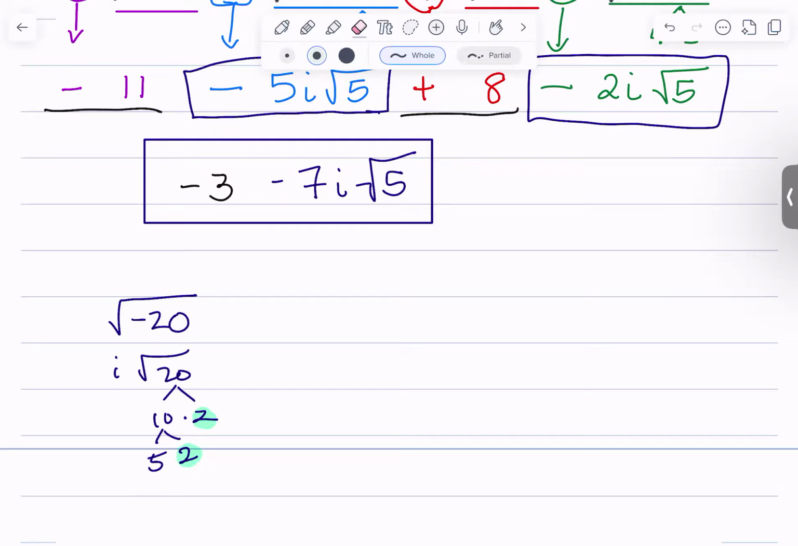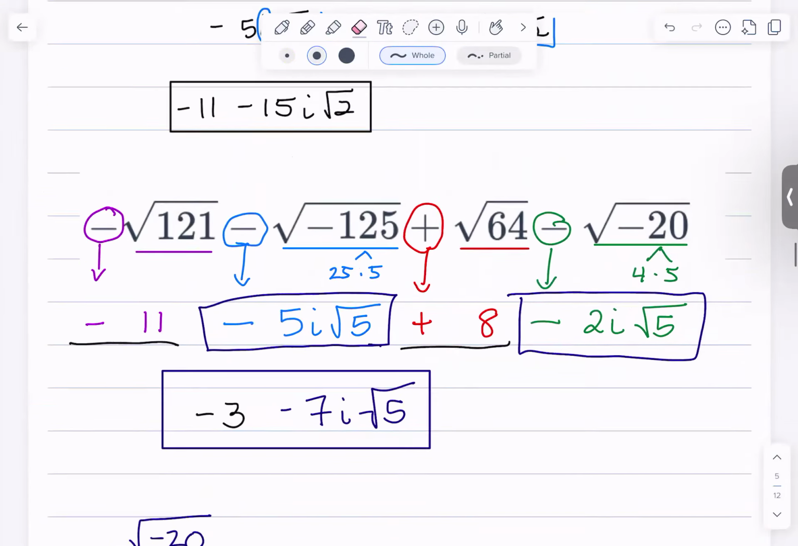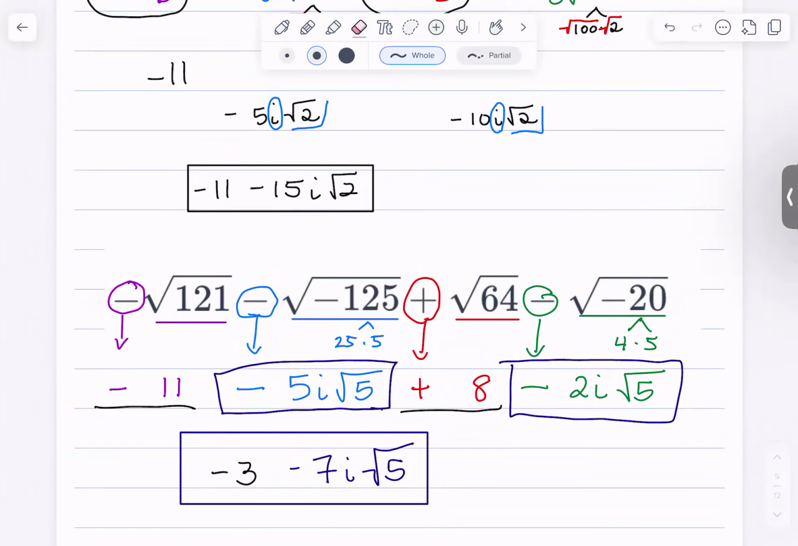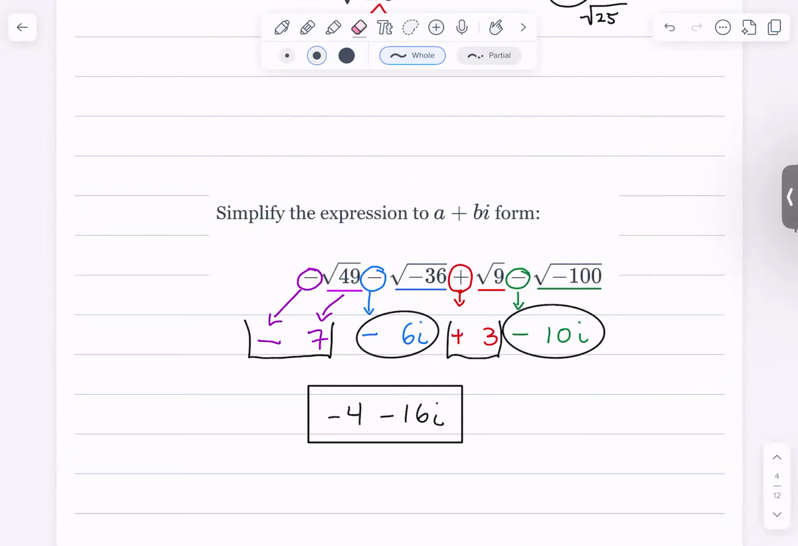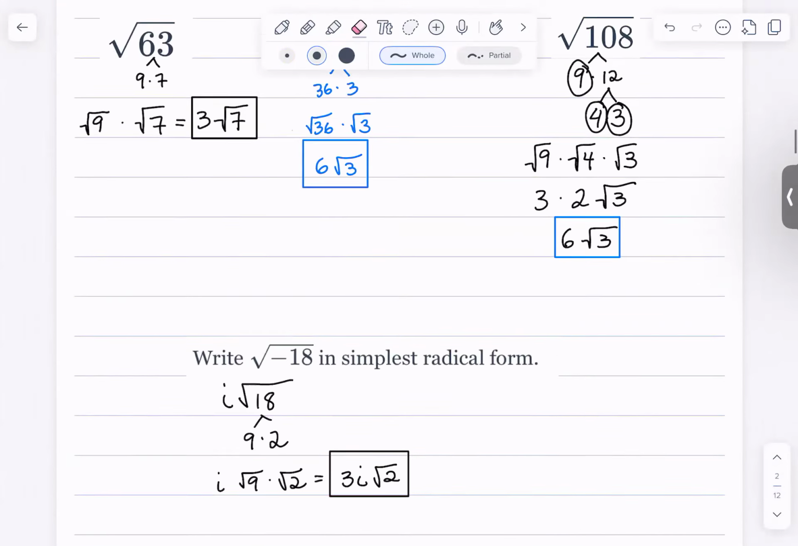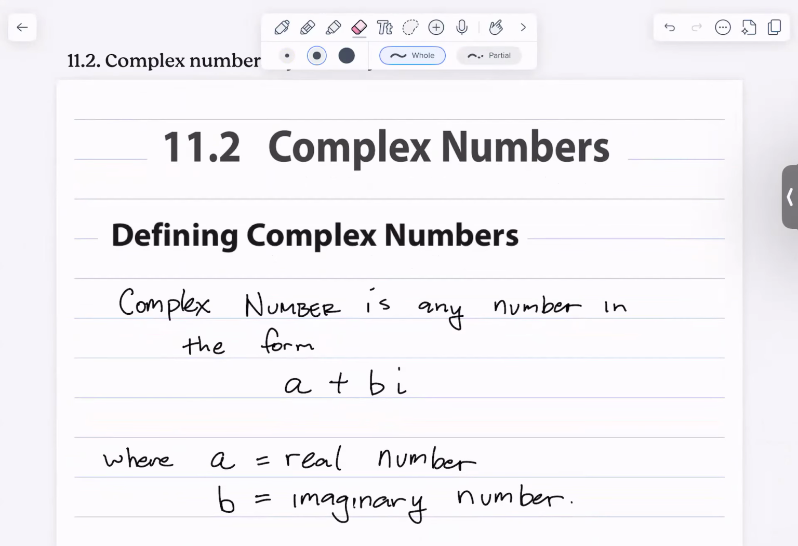So that's the lesson for today, class. Just to simplify radicals and to work with complex numbers. All right. And the next class, we are going to be multiplying them, adding them, and doing other operations with them. Okay. Thank you very much.